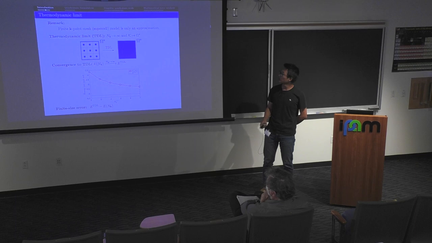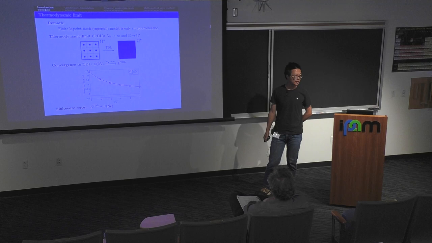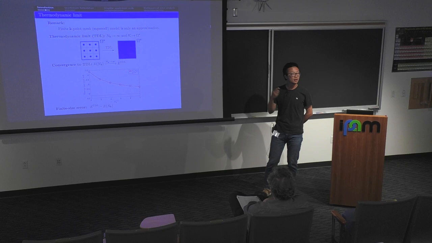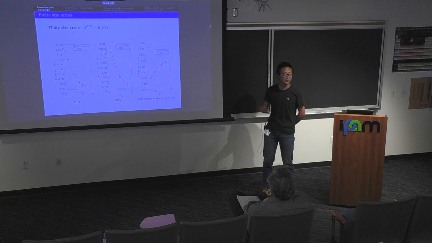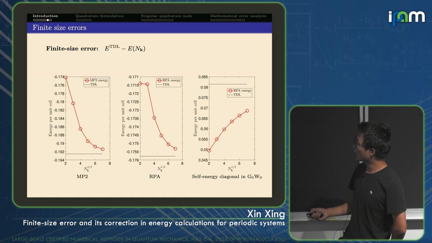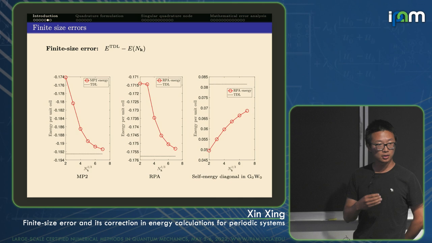This difference here is called the finite size error that we care about. And the finite size error is always caused by this intrinsic fact that our model Hamiltonian is only an approximation. As a result, finite size errors exist in all types of calculations. Here are some more examples for the same diamond system. You have the MP2 perturbation energy calculation, the RPA correlation energy calculation, and the last one is an intermediate quantity you have to compute in a G0W0 calculation, the diagonal entries of your self-energy operators.